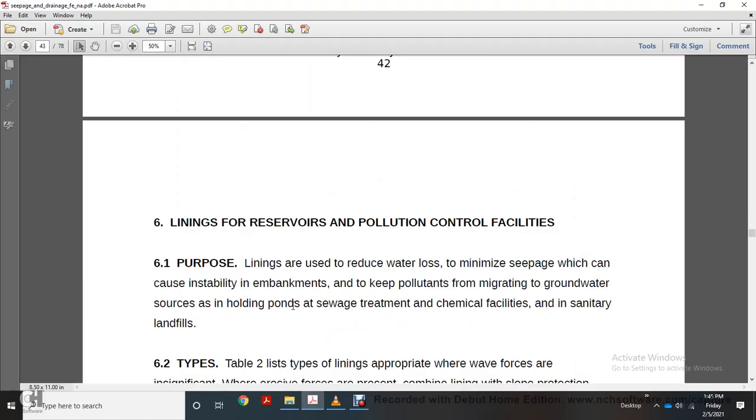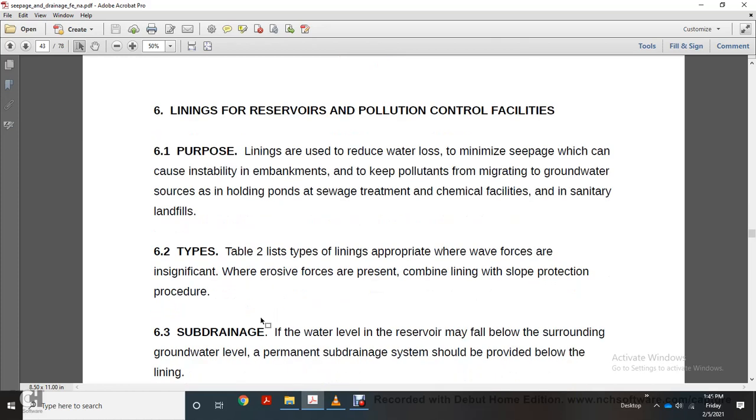Alright, 6. Lining of reservoirs with a pollution control facility. The purpose of linings is to reduce water loss through piping and minimize seepage, which can cause instability in the bank, and to keep pollutants from migrating into the groundwater, such as in holding ponds, seepage water treatment in chemical facilities, and sanitary landfills.